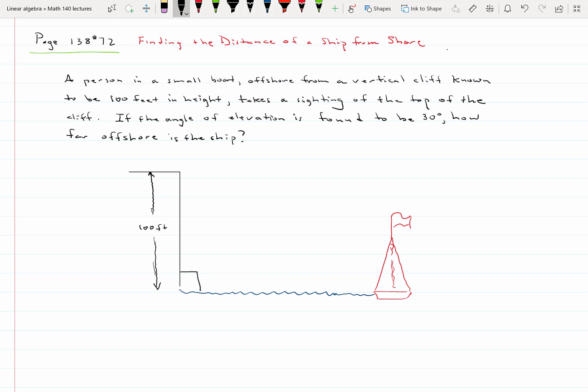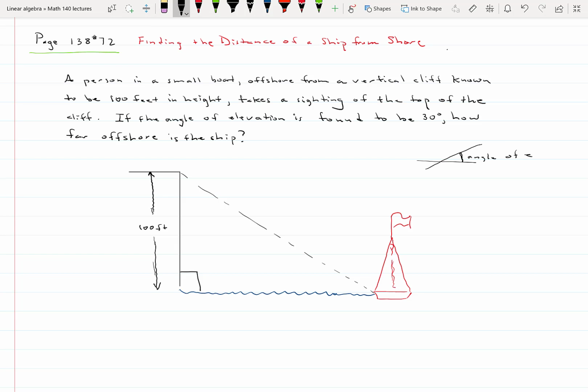Okay, so the person is on the boat and takes a sighting of the top of the cliff. Let me see if I can draw without accessing the line feature. That's about right. So the person is sitting right at the front of their boat, taking a sighting to the top of the cliff. And if the angle of elevation is found to be 30 degrees, do you remember what angle of elevation is? The angle of elevation is the angle from the horizon upward. So this is the angle of elevation.